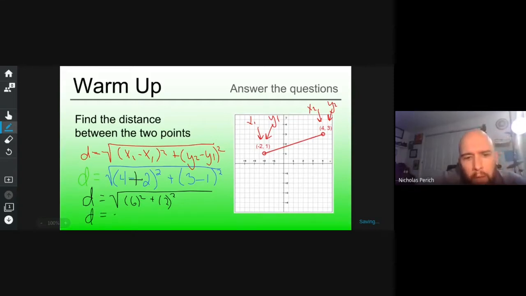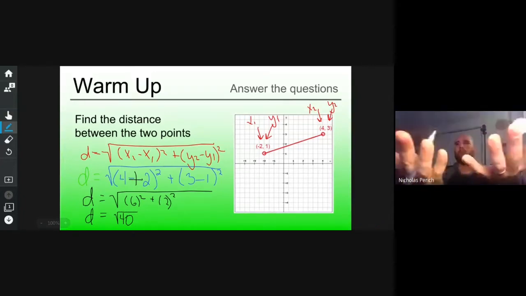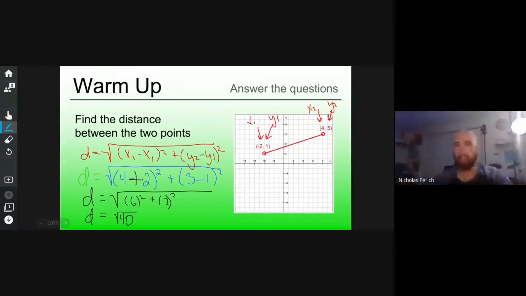What is that? 40? I don't know what the square root of 40 is. Well, what I'm going to do is go up here and make a factor tree. Unmute yourself and give me 2 numbers.